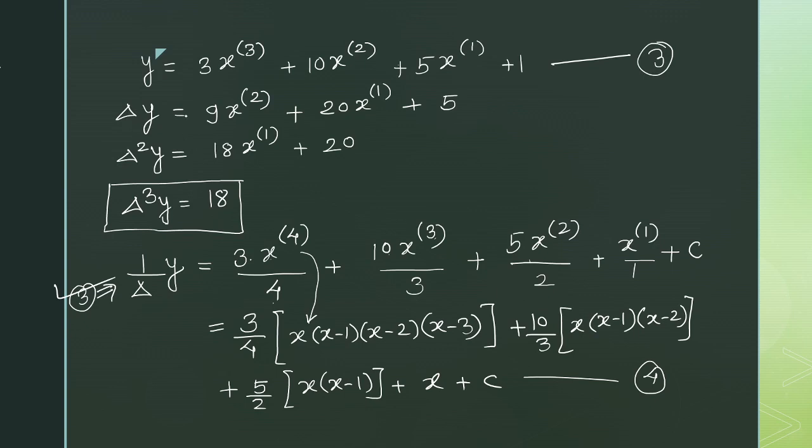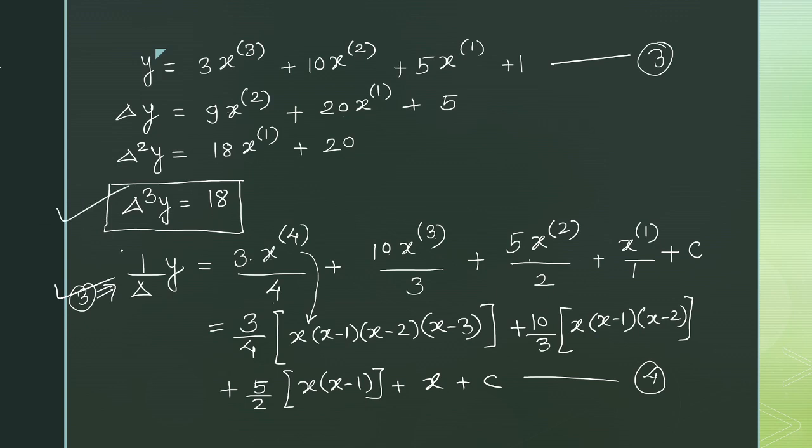Here del of y equals 9 x raised to the power 2 factorial, and the derivative of this next term is 20 into x raised to the power 1 factorial. 5 as it is, x raised to the power 1 factorial, derivative is 1. Similarly, the second derivative del square y equals 18 x raised to the power 1 factorial plus 20 into 1. Now the third derivative we get 18. This is the second result.